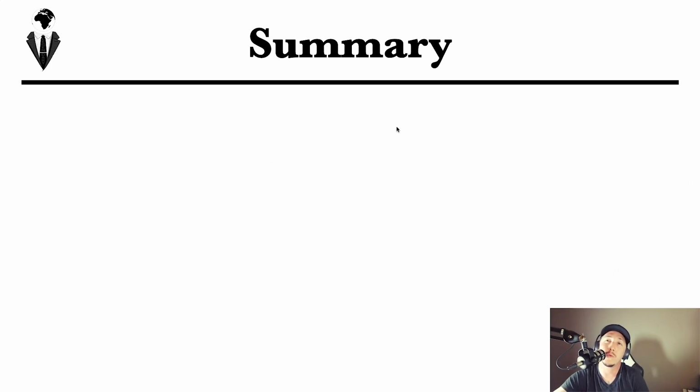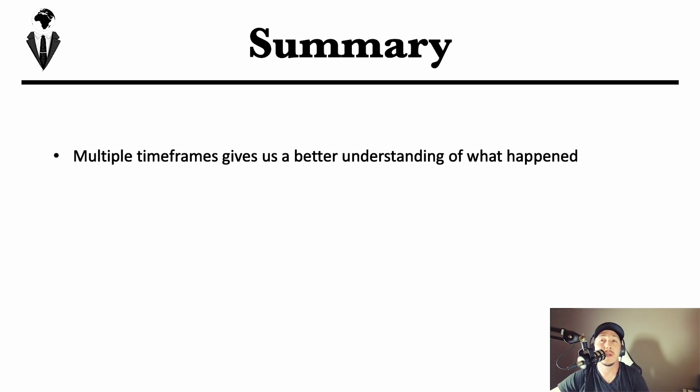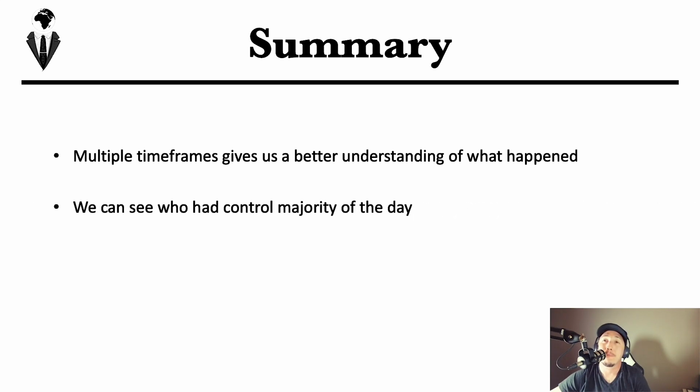All right, so what did we discuss today? Multiple time frames gives us a better understanding of what actually happened, right? We could see who really had control, right? Who had control in that day? Was it the buyers or was it the sellers? Based on this example specifically, buyers had control very limited time throughout this day. Yeah, they had some nice pressure in that short amount of time, but based on an actual time frame, sellers were definitely in control during this day, right?